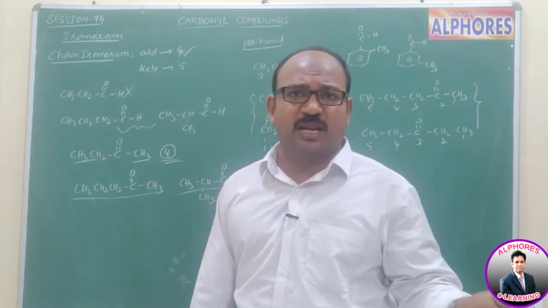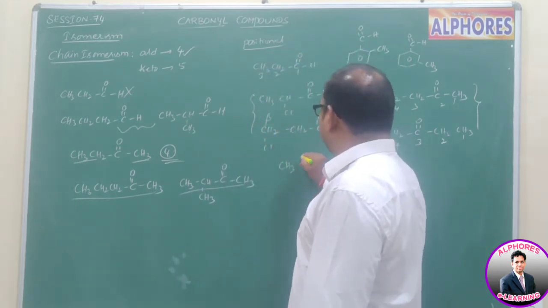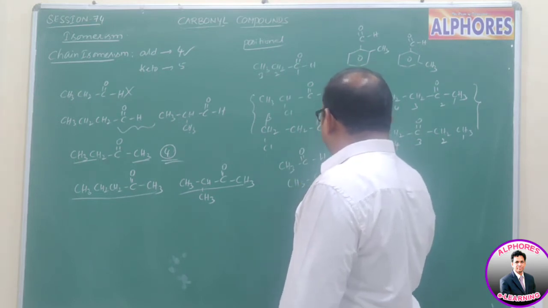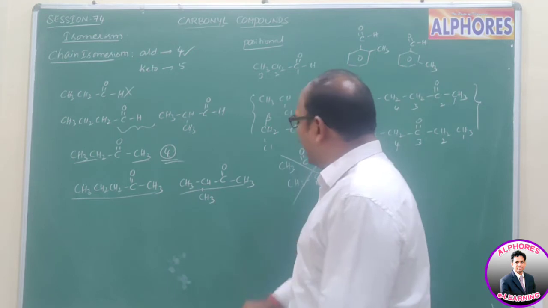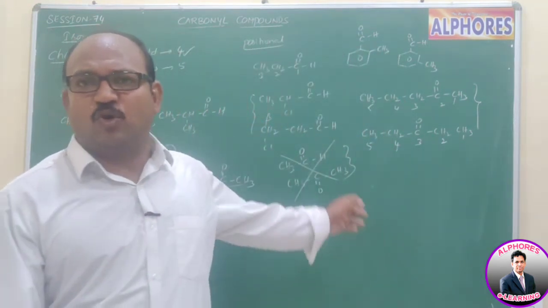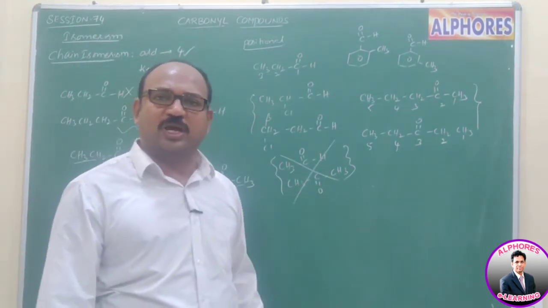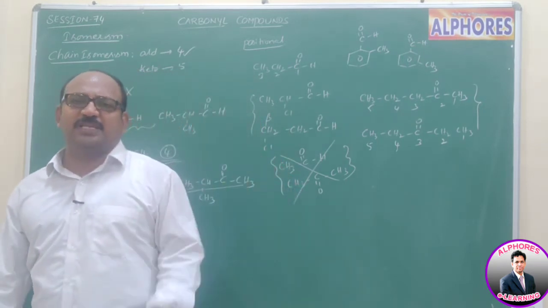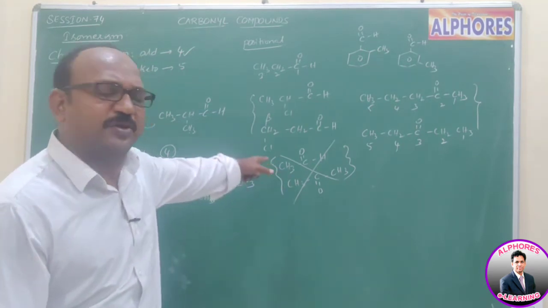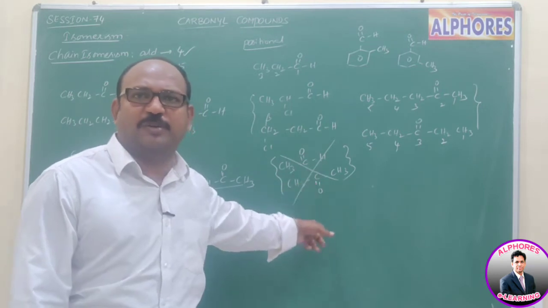Acetaldehyde and acetone are not functional isomers because in acetaldehyde two carbons are there, CH3 C double bond OH, and in acetone three carbon atoms are there. So acetaldehyde and acetone are not at all isomers. Can we say they are a homologous series? What do you mean by homologous series? A successive series of compounds which differ by a single CH2 group. If you observe here, CH3 C double bond OH and CH3 C double bond O CH3, these two differ by a CH2 group only.